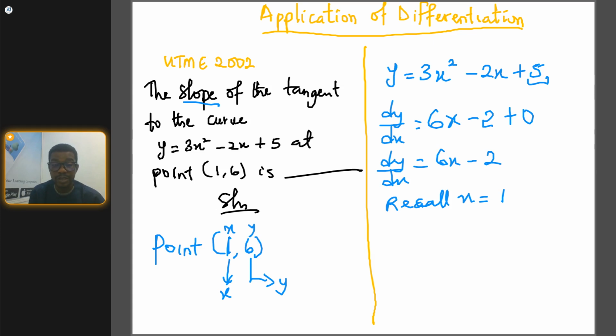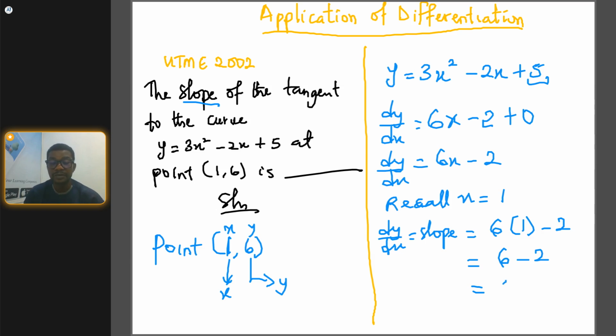I need to substitute this back in the expression. The x, which is also my slope, is equal to 6 in brackets, 1 minus 2. That is 6 times 1, which is 6, minus 2. Subtracting 2 from 6, you have 4. So the slope at (1, 6) is 4.